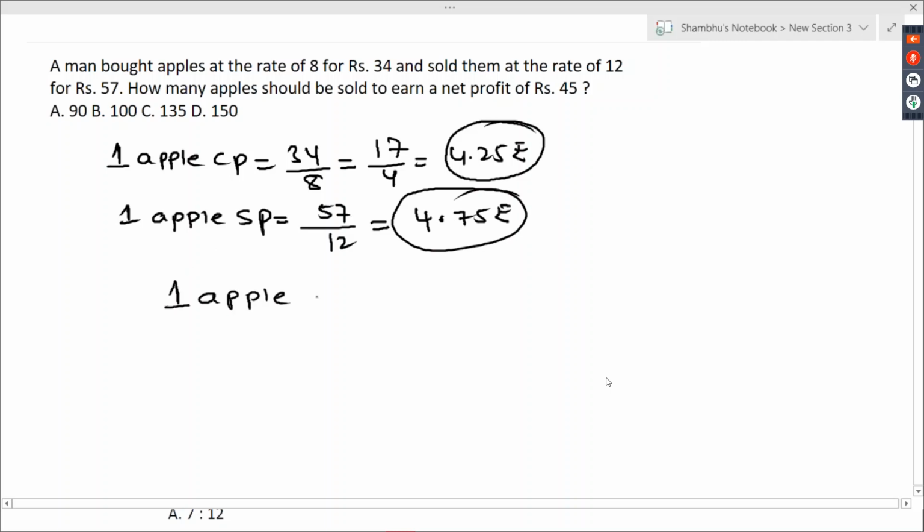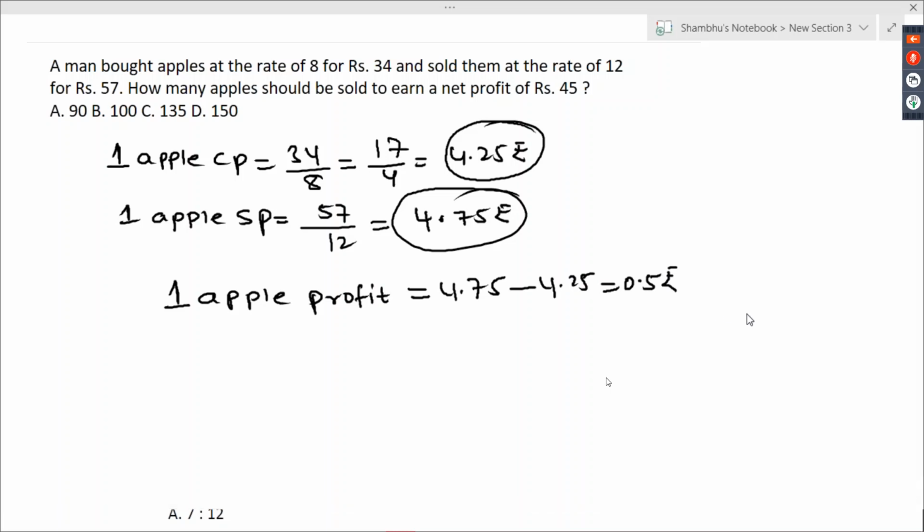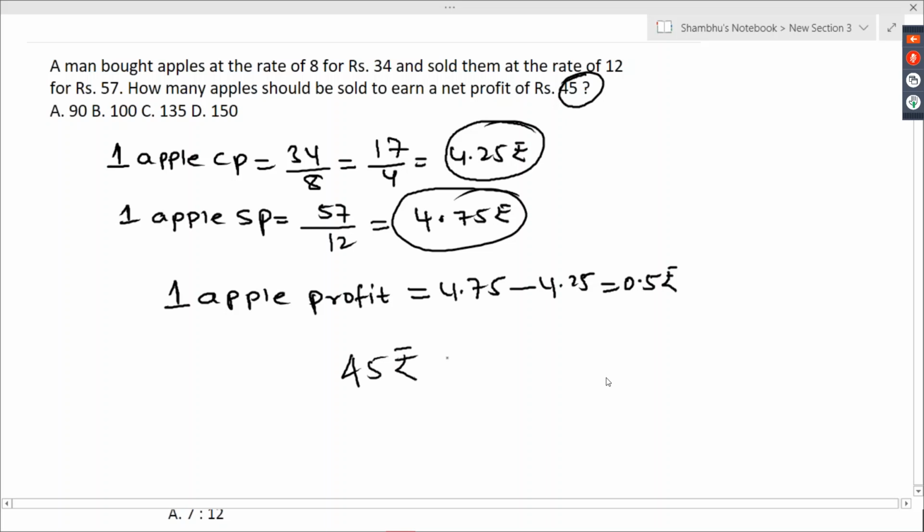Then one apple profit is what? 4.75 minus 4.25, that is 0.5. On one apple profit is 0.5 rupees, that is 50 paise. Two apple profit is 1 rupee. Question is, I need total 45 rupees profit. So for 45 rupees profit, number of apples will be 90 apples.